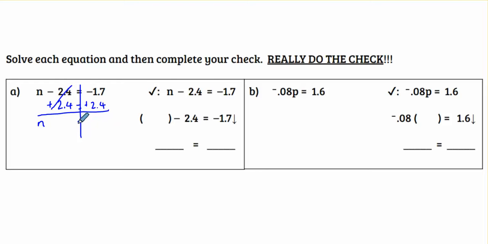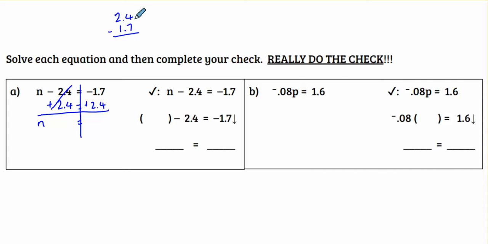Now I come over here, and this is where a lot of you had some trouble. You have to ask yourself, are the signs different or the same? And since this is a negative and this is a positive, we know that they're different. And when signs are different, we subtract. Okay, so we know we're going to subtract. Now, when we subtract numbers, we put the bigger number on top. So I'm going to come up here maybe where I have some room, and I'm going to put 2.4 on the top and 1.7 on the bottom.